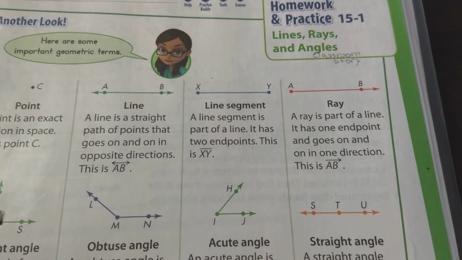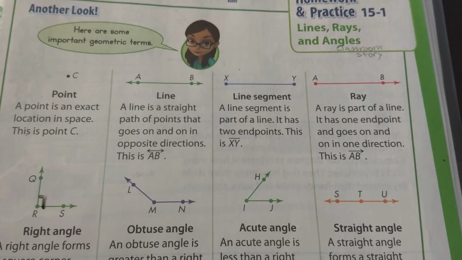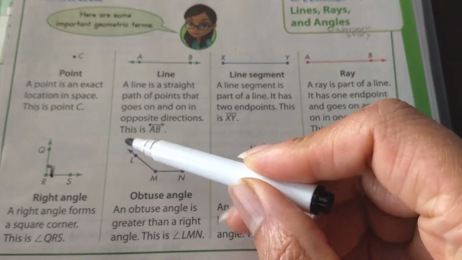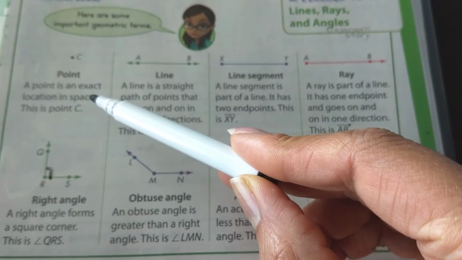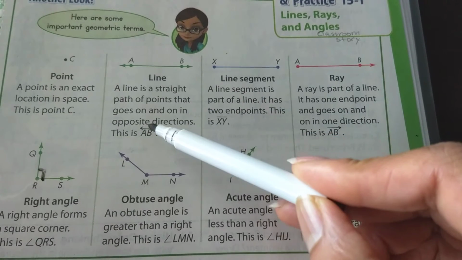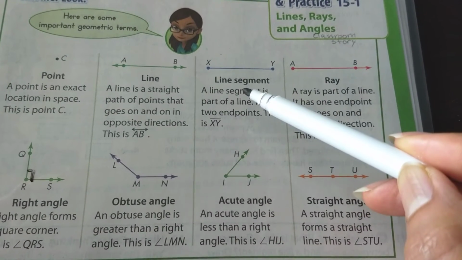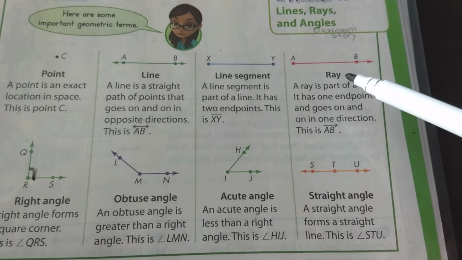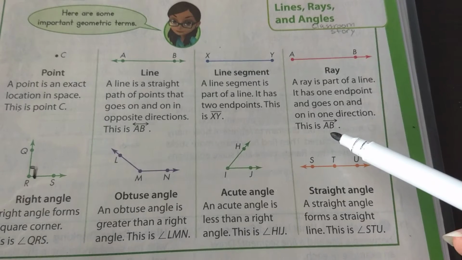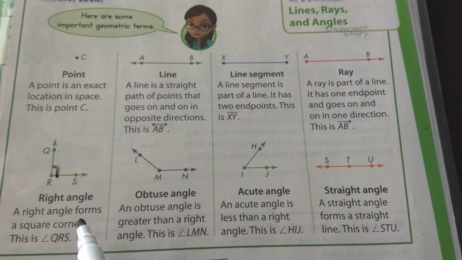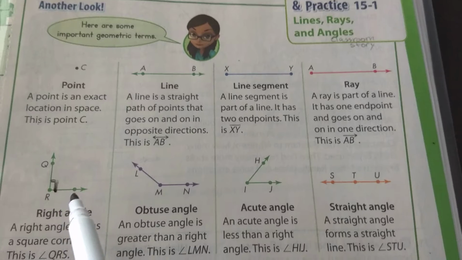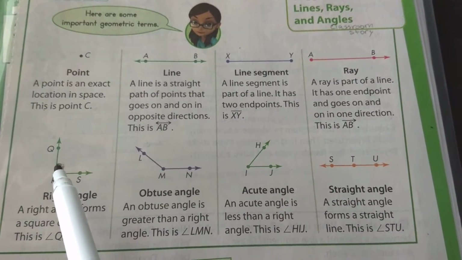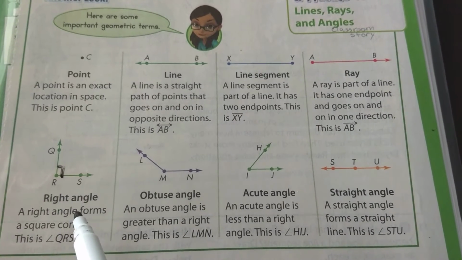Now let's look at the top of our paper for one moment. These are some vocabulary terms for geometry. It starts off with what? Point C. Then it goes to a line. Line what? Line AB. A line segment. Line segment what? XY. A ray. Ray AB. Here we have a right angle. Remember, a right angle is a 90-degree angle, okay? And it forms a square right here where the two rays meet, right?